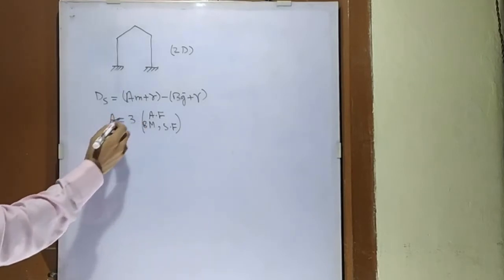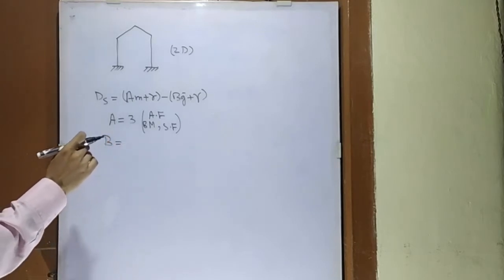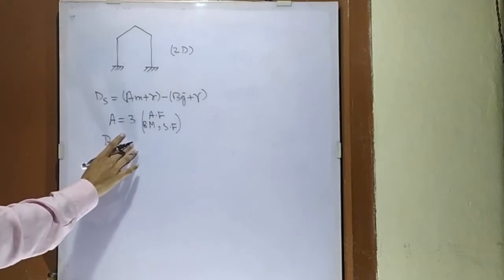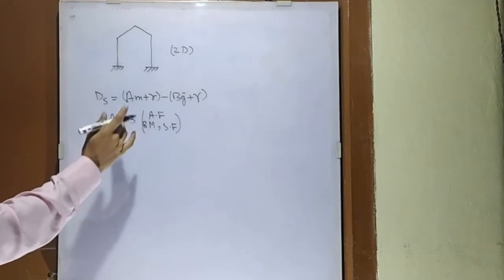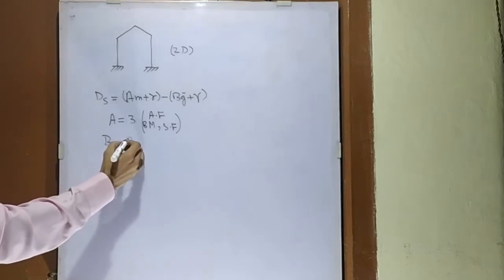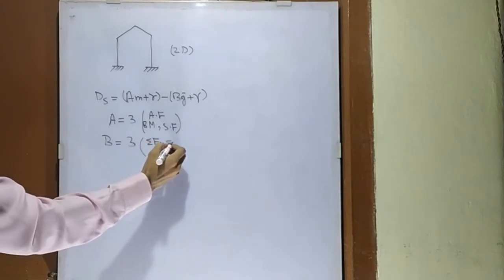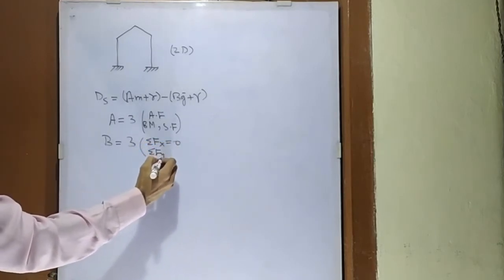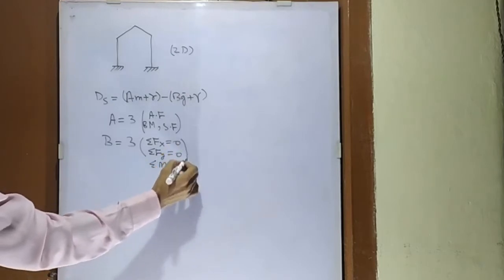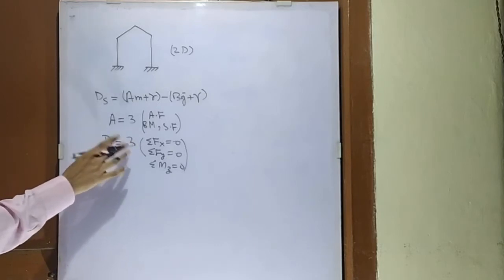That's why the number of actions available is 3. Now what is the value of B? So B is the number of equilibrium equations available at each joint. So in a 2D structure, the number of available equations at each joint is 3. And what are these equations? These equations are sigma Fx equal to 0, sigma Fy equal to 0 and sigma Mz equal to 0. So this is why the number of equilibrium equations available at each joint is 3.